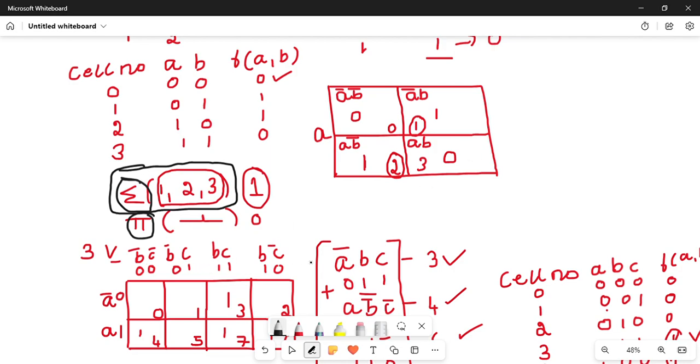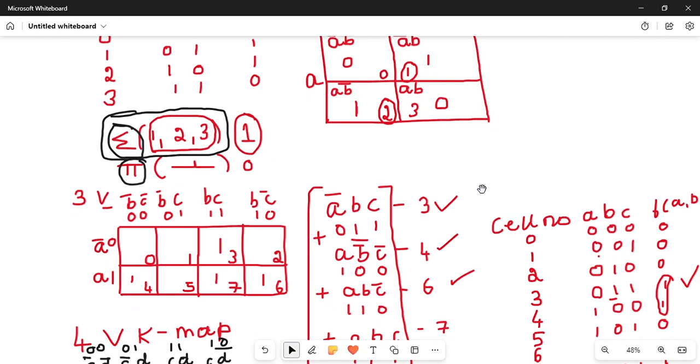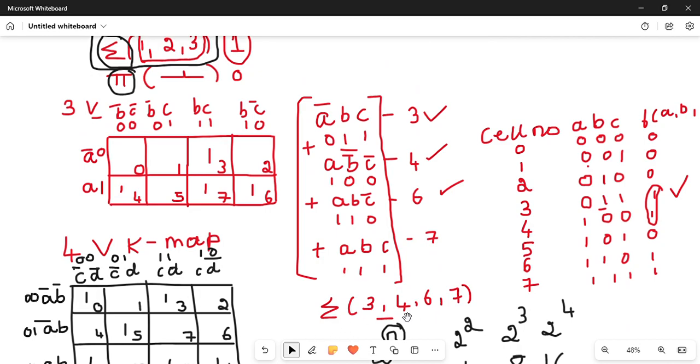Okay. So if I consider the three variable K-map, how many cells does it have? It has two rows and 8 cells, and you have to write a K-map like this. If I consider this as an example, there is summation of 3, 4, 6 and 7. All these values are getting evaluated to 1. So I write 1 there, and all the others are 0.